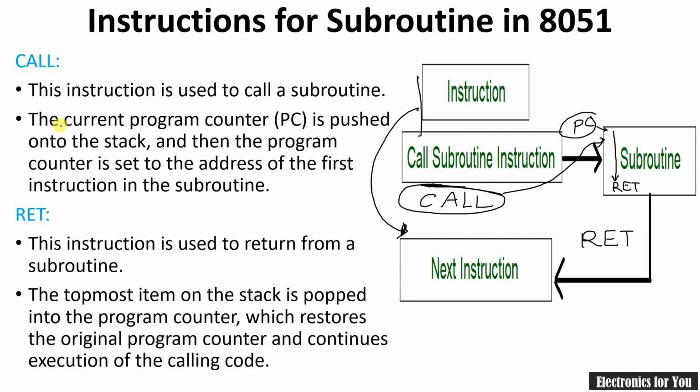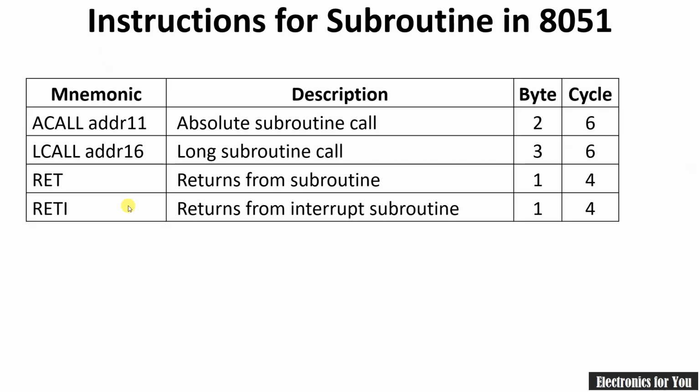Here the call instruction will store the value of the program counter on the stack, whereas the return instruction will retrieve the value of the program counter from the stack and store it into the program counter. So overall, I will explain this process again. These are the instructions for subroutines in 8051.